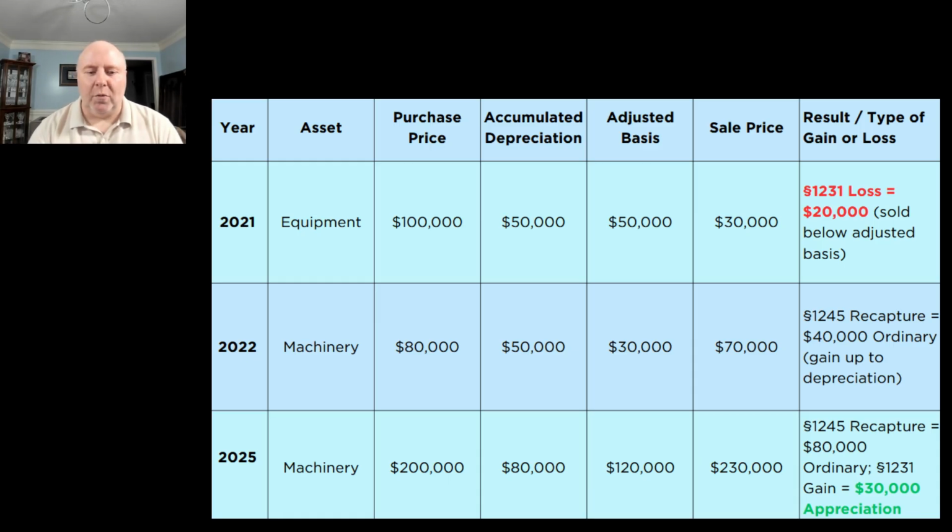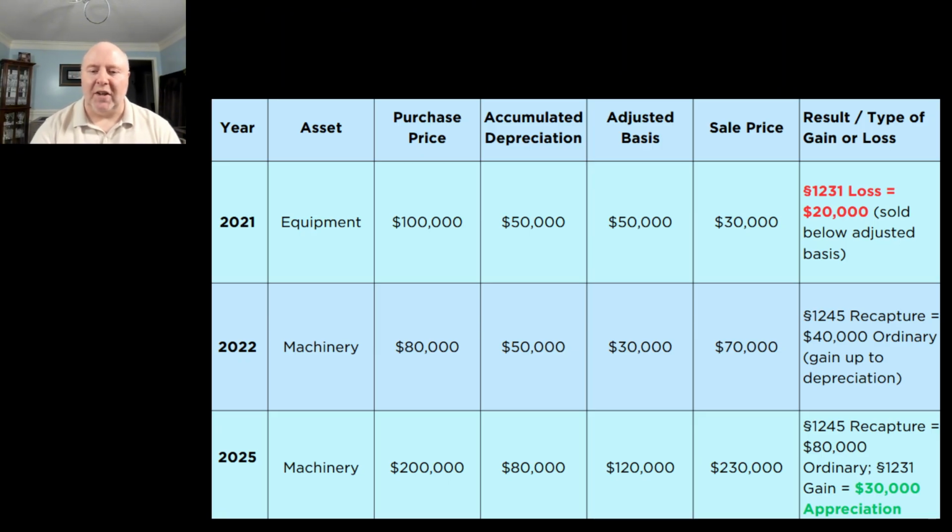All right, in 2022, we had machinery. Purchase price is $80,000. Our accumulated depreciation is $50,000. Our adjusted basis is $30,000. And our sale price is $70,000. So think for a second and decide whether we're going to have any 1231 gain left over after this. Hopefully you're able to find out extremely quickly and you didn't even have to pause this video. If you did, hey, we still have another example. You're going to get this.